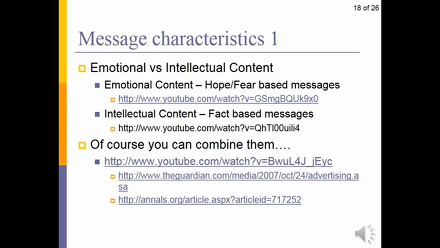The message characteristics that you're seeing here in advert form are the classic distinction between emotional content versus intellectual content. And this comes back to the dual process theories of, do you use the central route of the fact-based messages, or are you trying for a peripheral heuristic method using emotion? And as I said back then, often the deciding factor on which route you choose depends on the audience you're trying to aim at and what exactly you're trying to persuade them about.